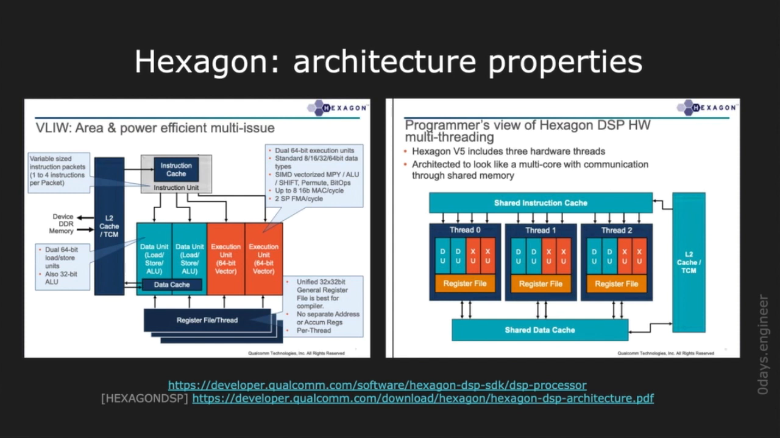There are two key points about the Hexagon architecture from the hardware perspective. First of all, Hexagon is specialized for parallel processing, and so the first concept is variable-sized instruction packets. It means that several instructions can execute simultaneously in separate execution units. It also uses hardware multithreading for the same purposes.